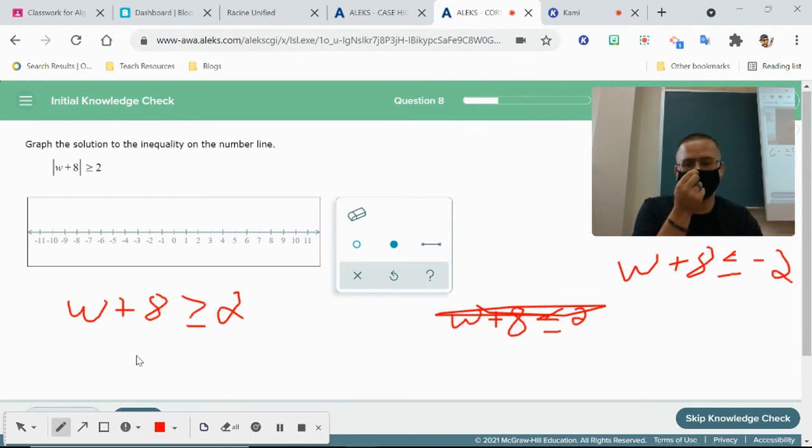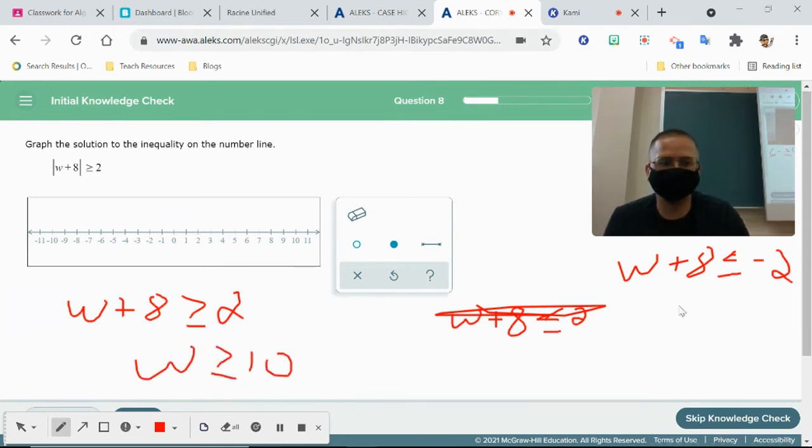So then we solve these both. So we get w is greater than or equal to 10, and we get w is less than or equal to negative 10. And I'm not 100% confident in this because I feel like I got my symbols wrong here, but we're going to roll with it because I don't remember. So if you know how to do it, comment down below.